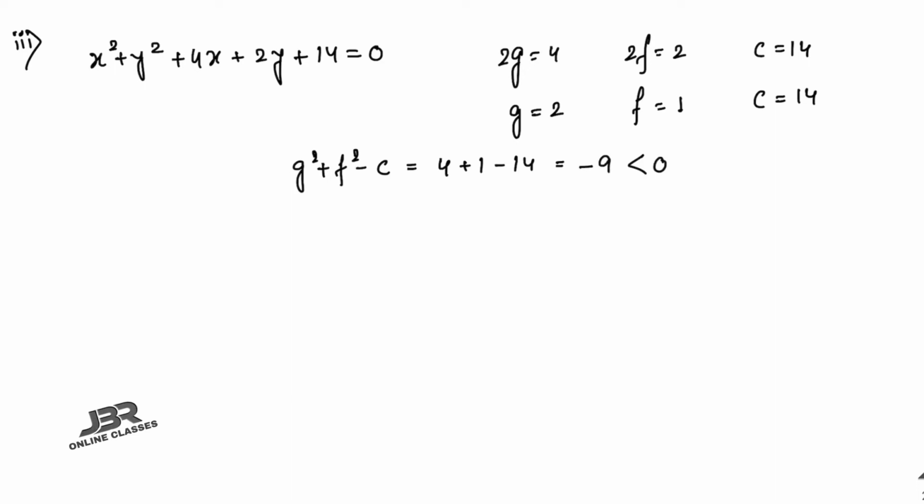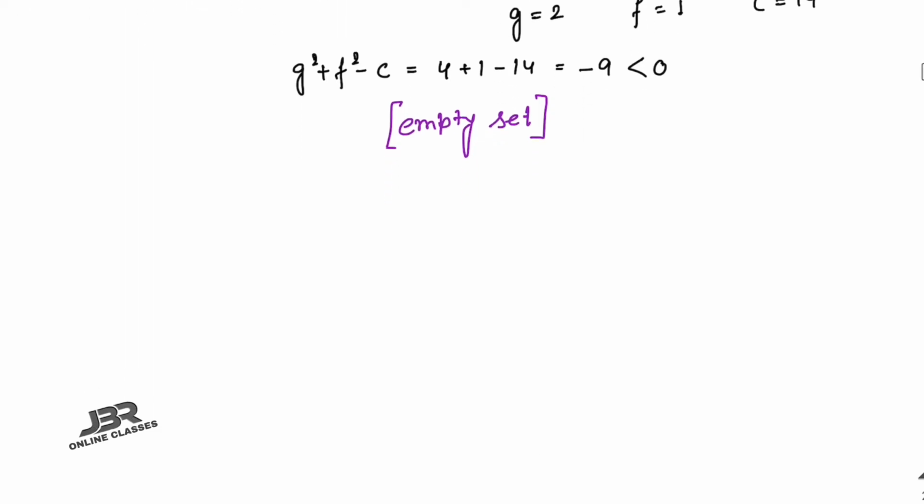So as here g square plus f square minus c less than 0, that means it represent a empty set. Okay, it represent a empty set. That is your answer. Now next sum number 4.